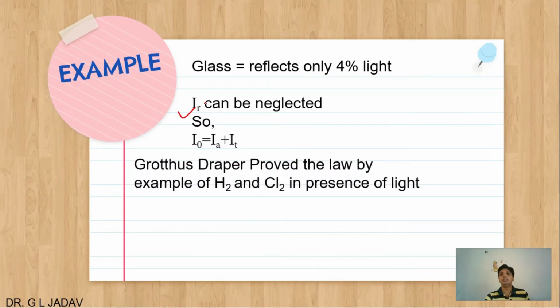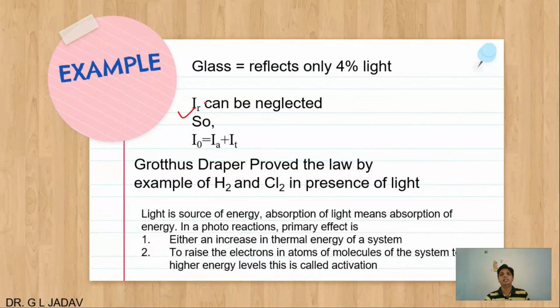Grotthuss and Draper proved the law by the example of H2 and Cl2 in the presence of light. Here, light is nothing but a source of energy. Absorption of light means absorption of energy, and thus the reaction takes place. The primary effect is either an increase in the thermal energy of the system, which is the reason why the reaction takes place, or a raise of electrons. An electron rises from a lower energy level to a higher energy level. That means activation of the electron takes place.